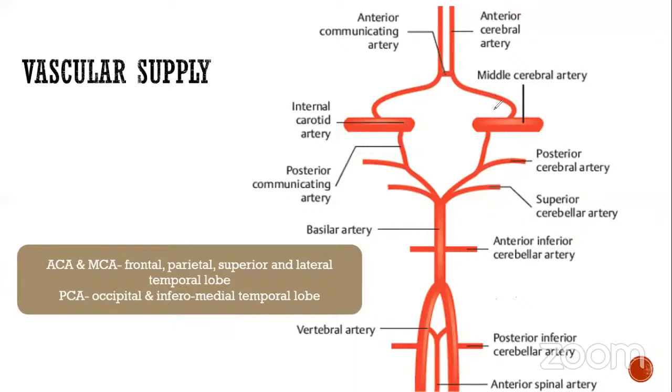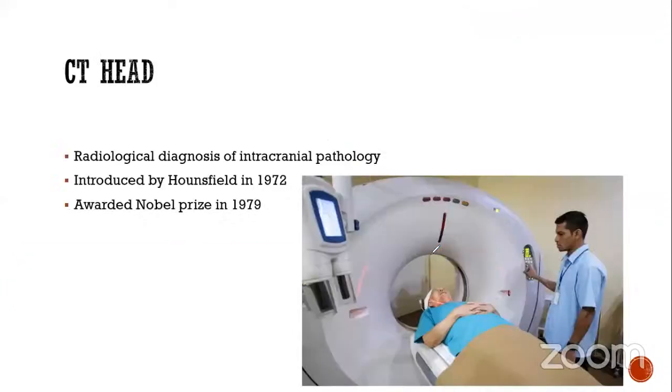And in the posterior circulation, the vertebral arteries arise from the subclavian arteries and join to form the basilar artery at around the level of the pontomedullary junction, and end by giving off the posterior cerebral arteries that supply the occipital lobe and inferomedial temporal lobe.